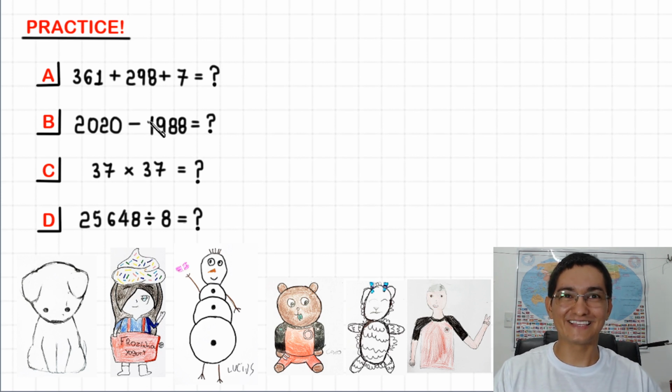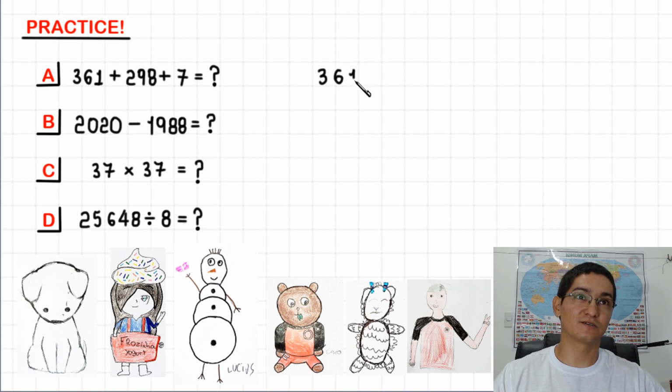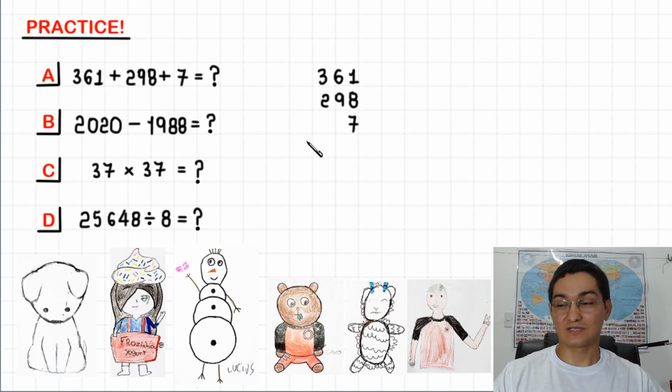Okay, let's get started. And we start with addition. Here we have 361. Let me write it here. And also 298. And also 7. You should notice how careful I was to place 7 in the ones place, right? So let's add. After I finish this addition, I will check on the messages that you are sending me, okay?